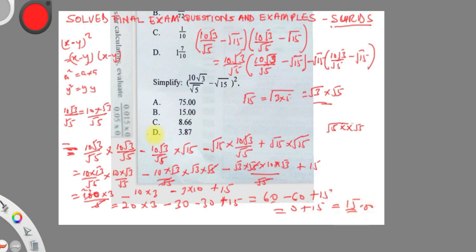So which is the correct answer? This A is the correct answer. Sorry, it's not A. 15 is what? It's B. The correct answer is answer choice B. That is the correct answer.